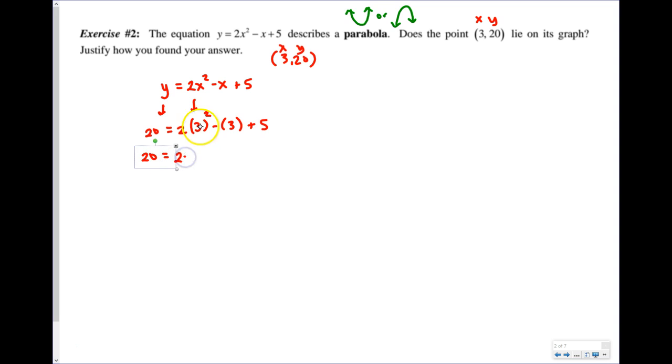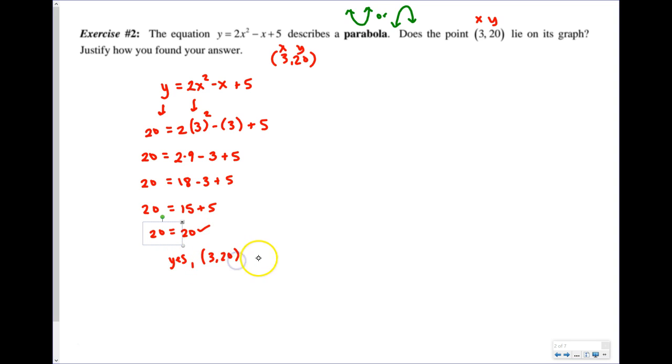This becomes 2 times 9, because 3 squared is 9. This becomes minus 3 plus 5. 2 times 9 is 18. 18 minus 3 is 15. And look at that, 15 plus 5 is 20. So I found out that yes, the point (3, 20) lies on the graph because it makes the equation true.